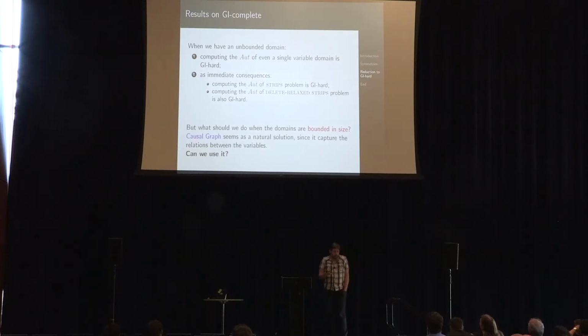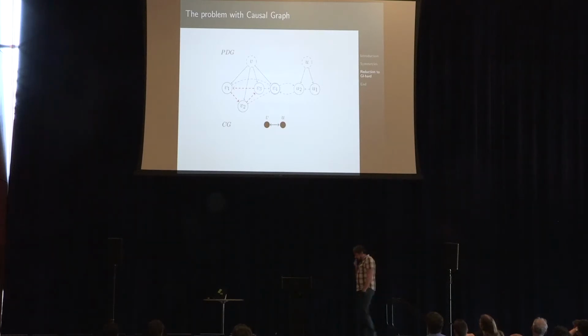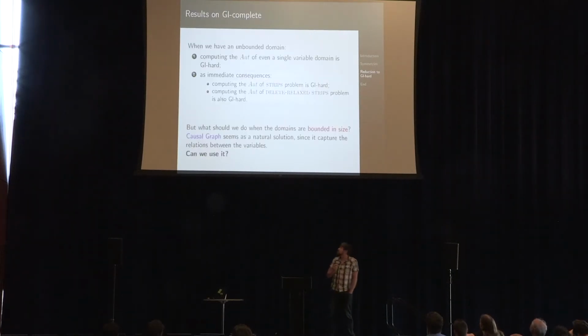So the next step would be to prove the same theorem, but for planning tasks with bounded variable domains. And to make it at the same time harder and easier for us, we'll take the smallest bound possible, which is 2. So we will want to construct a planning task with n variables, where each variable has 2 possible values. Yay. The only problem is that, no, give me a second.